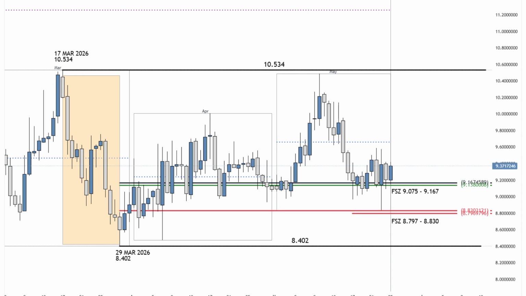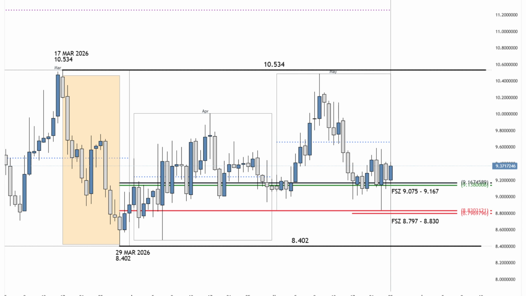Because once we layer on our Fibonacci tools, we can clearly see why Avalanche may have reacted so aggressively from that area. We actually have 2 separate Fibonacci support zones currently sitting underneath price. The first Fibonacci support zone sits between 9.075 and 9.167, and below that we have another Fibonacci support zone between 8.797 and 8.830. So Avalanche currently has 2 structural support regions helping stabilize price action underneath the market. That matters because layered support structures often strengthen the probability of buyers attempting another reaction higher.